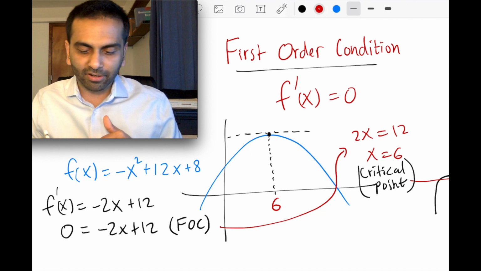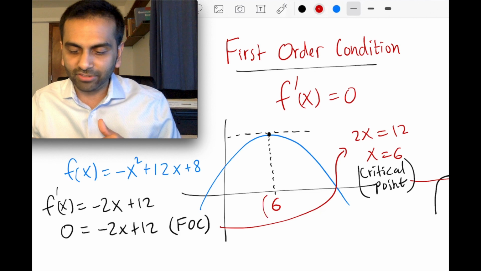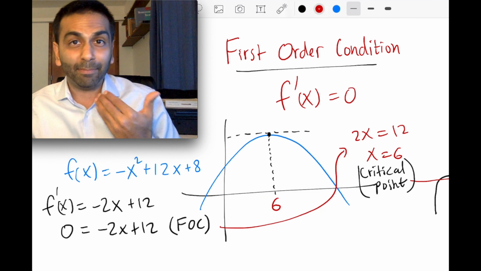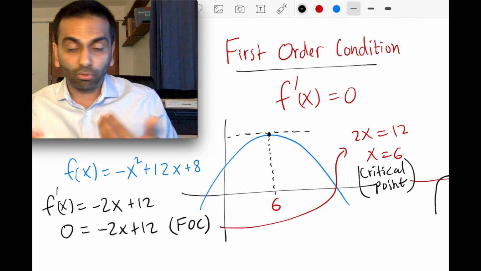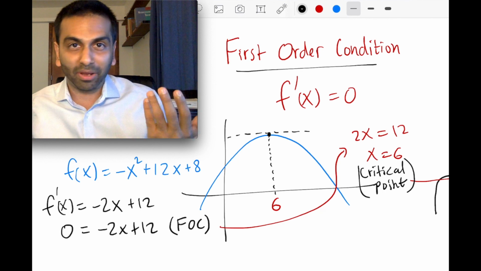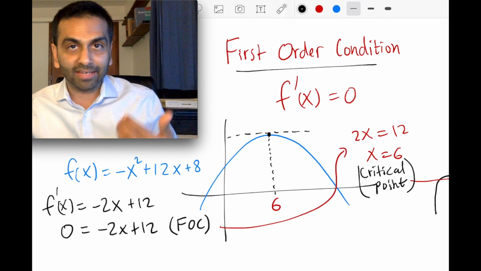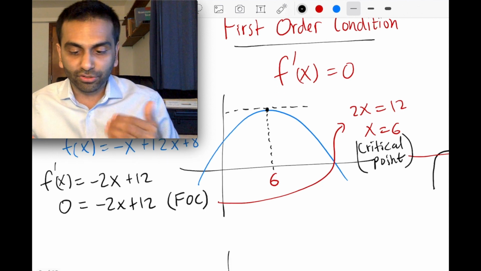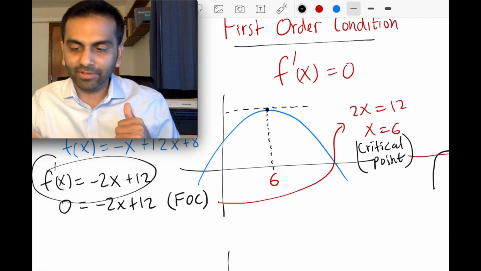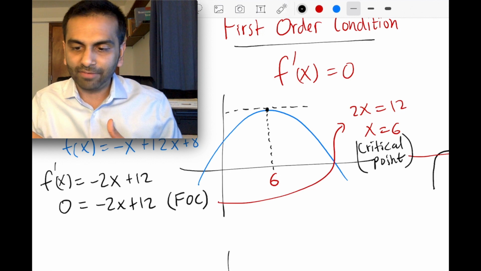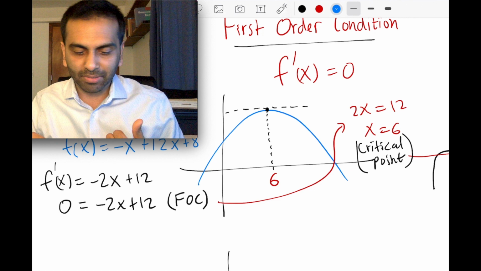If you just started with this algebra, found the first order condition, and you wanted to then show that that's really a maximum, not a minimum, or let's say you don't even know if it's a max or a min, you want to find out whether this critical point is a max, a min, or neither, you then just take the derivative of the first derivative, right? You take the second derivative.